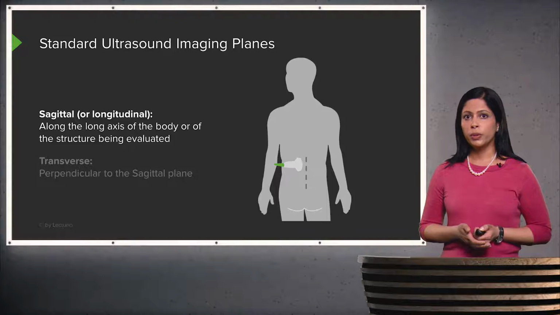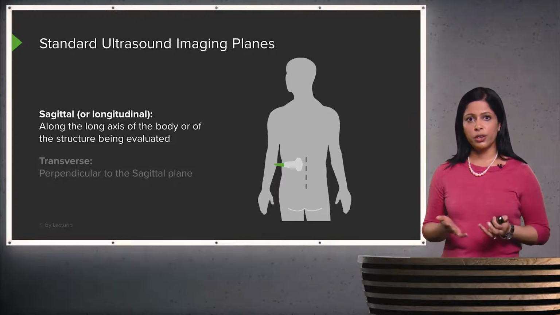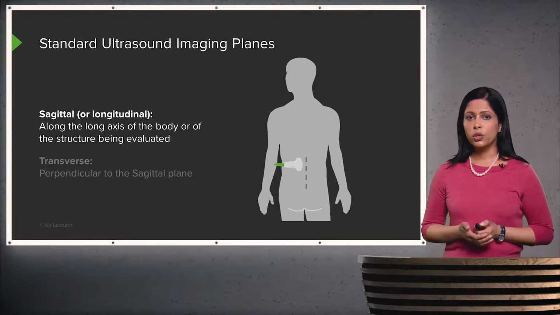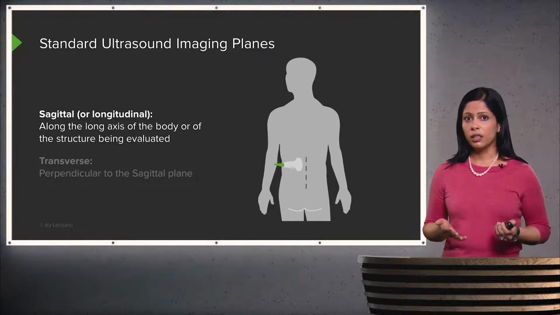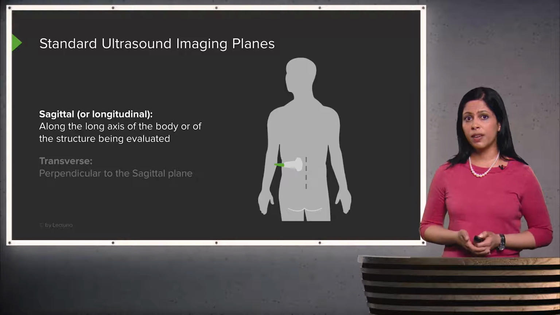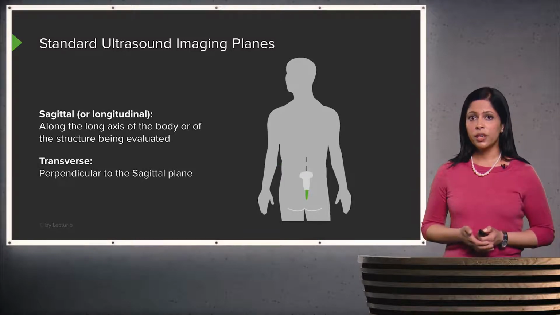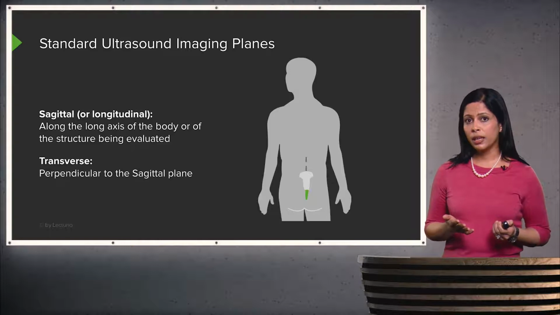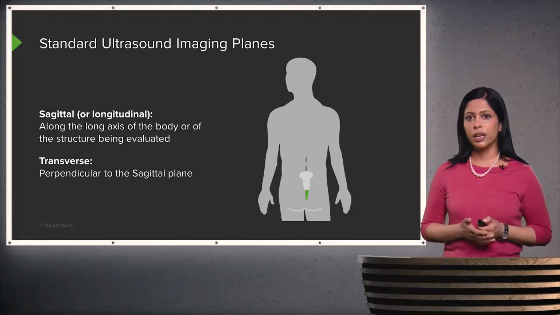So there are two different planes of ultrasound imaging, which are standard. The sagittal, or the longitudinal plane, is along the long axis of the body, or it's along the long axis of the structure that's being evaluated. Transverse is the perpendicular plane, and that's perpendicular to the sagittal plane, whichever direction that sagittal plane will be in.